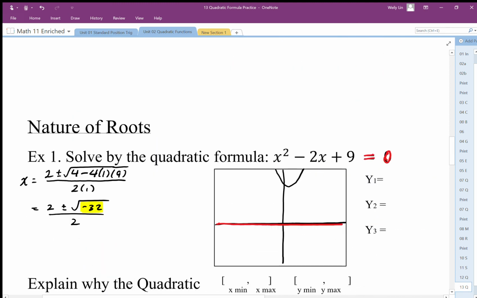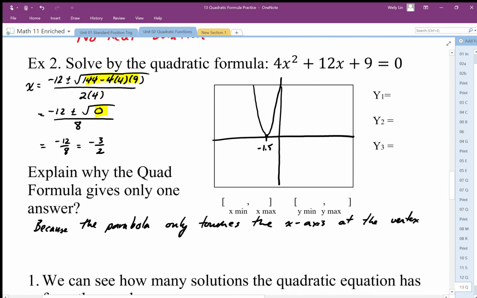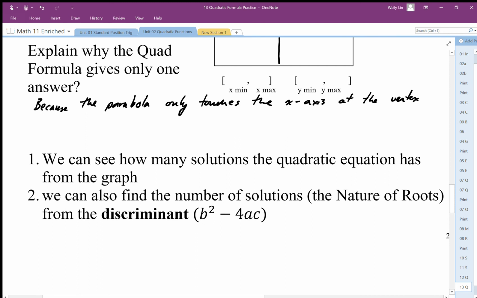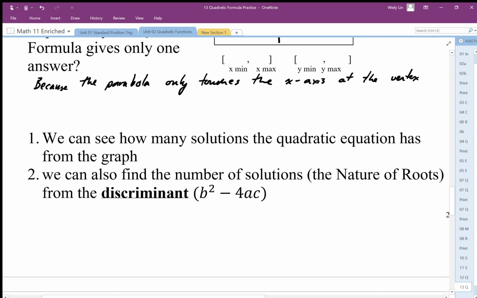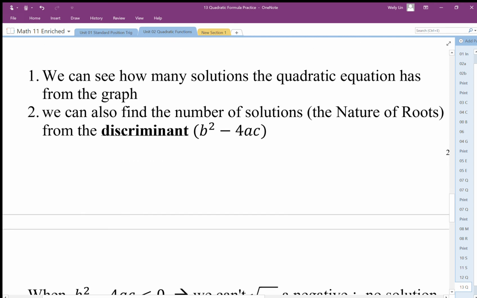If we have a discriminant that's negative, we can't take the square root of a negative, so we have no solution. If the discriminant is equal to 0, we know that we cannot go left or right from the vertex, so the solution must be at the vertex. This discriminant is really key to telling us how many solutions this graph has. We can also reverse that thinking and get an idea of what the graph looks like based on the discriminant. The number of solutions, or the nature of the roots, is based on the discriminant.